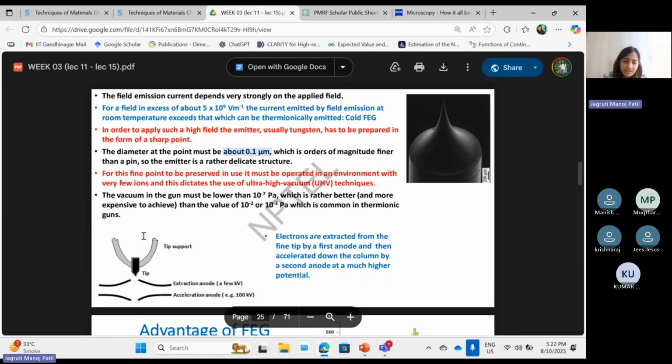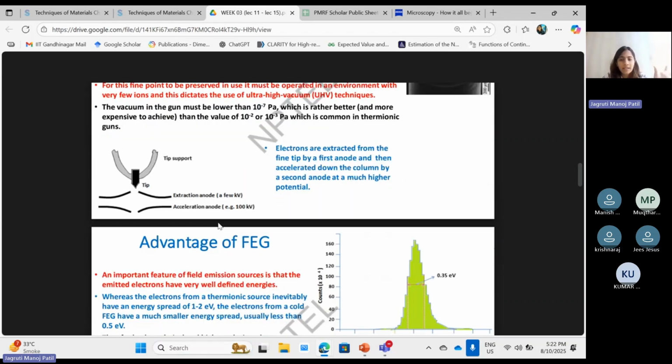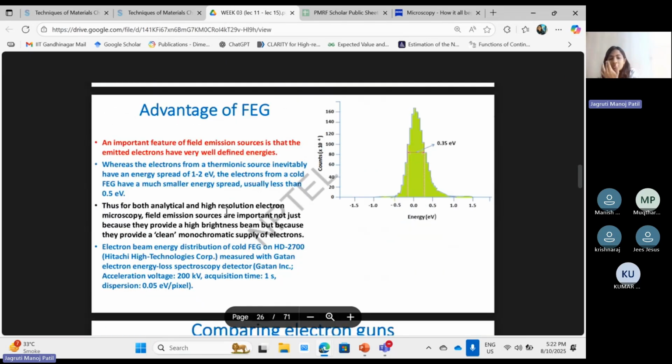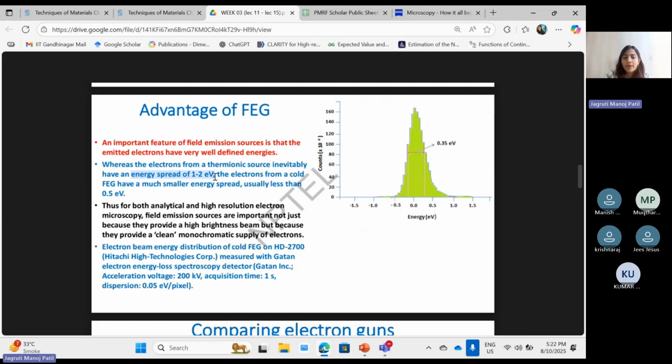So what happens here is, you pass electrons through the extraction anode, and then to the acceleration anode, where the electron energy will increase. The cap, the band that we saw over there, will govern the diameter of the number of electrons that will pass through it. Okay. The advantage is also that it will reduce your beam spread. If you use thermionic sources, you have an energy spread of 1 to 2 electron volts.